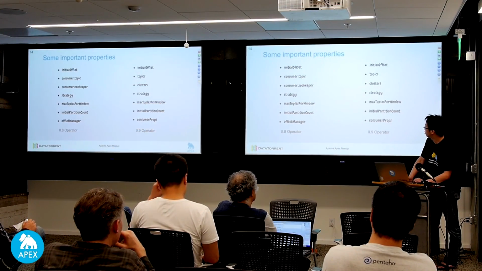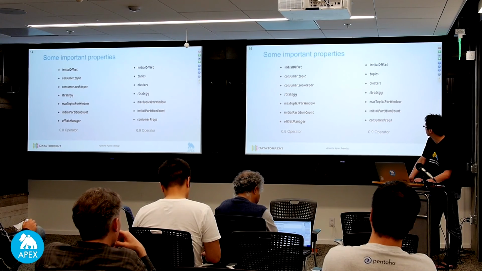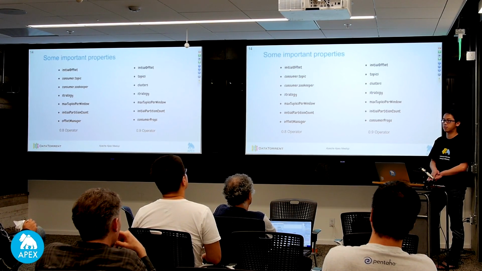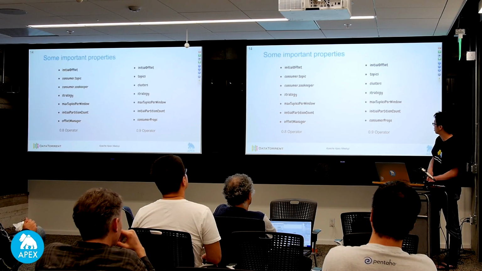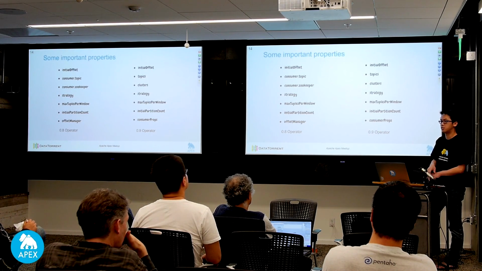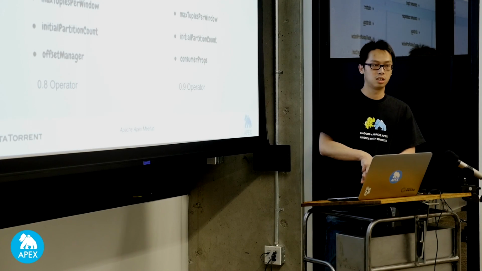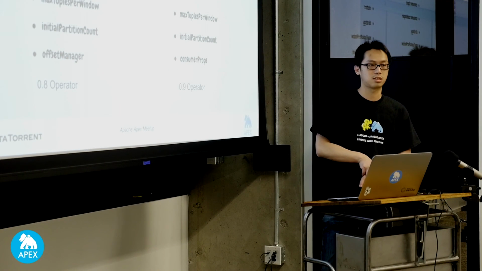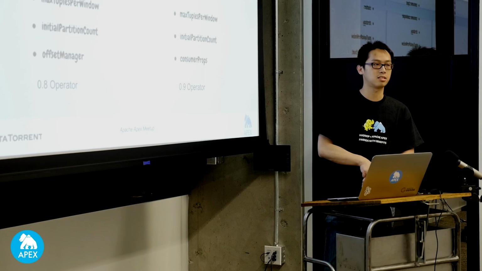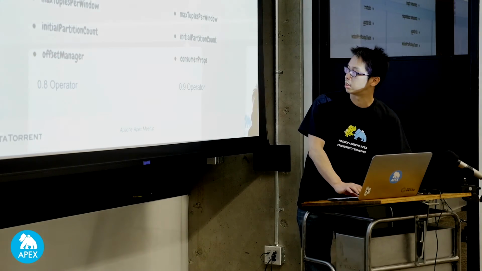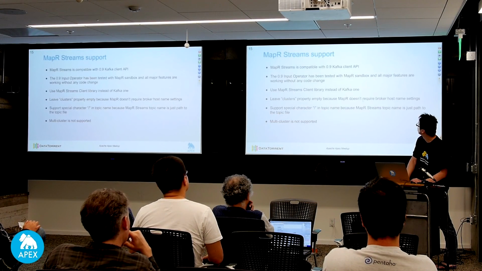And then for the old one, you can set the offset manager. And for the new one, you can set the other consumer properties through this consume props. For example, if you want to set the compressor, decompressor, or if you want to set the buffer size for the consumer, you can set the properties here through this.